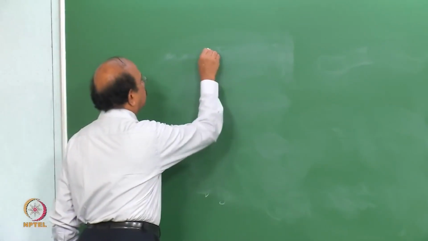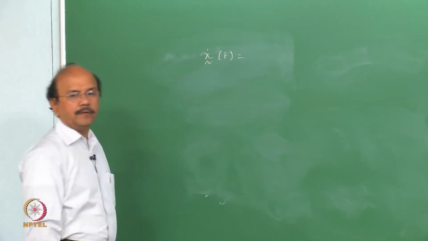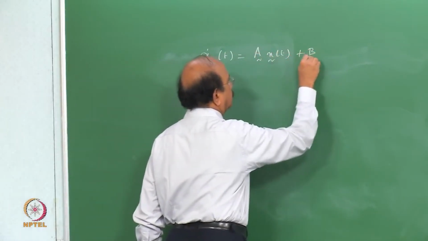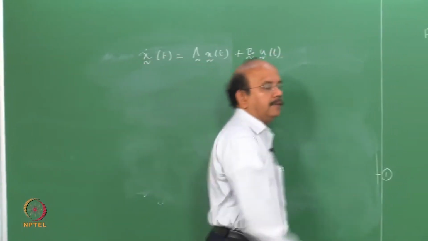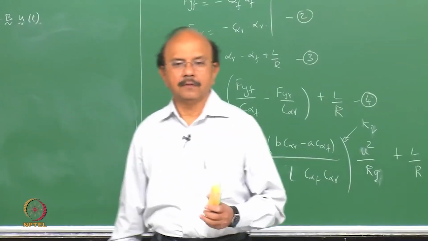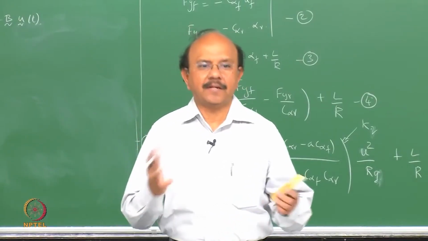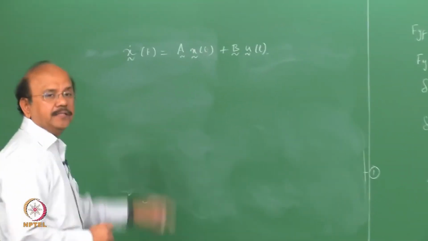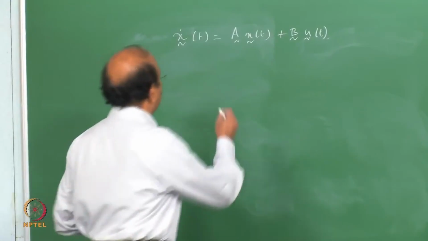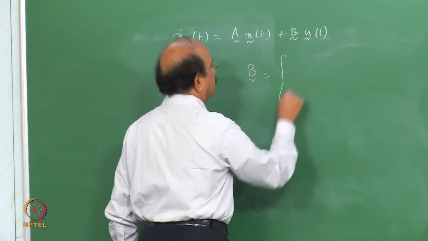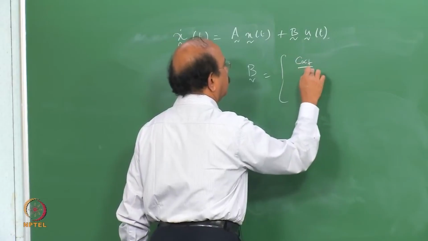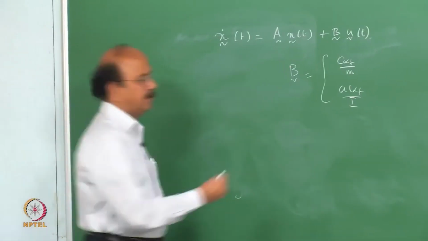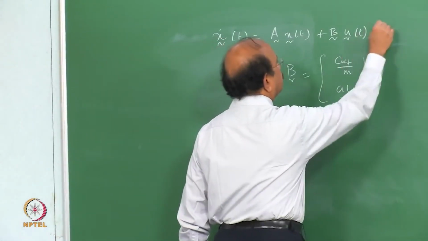So let me write down the state space expression. Note that when I put a squiggle at the bottom, it means that it's a matrix or a vector. That's all. Remember that B, as we just said, is C alpha F by M, A C alpha F by I. I is what we mean by I sub Z, because we removed that subscript, and U is nothing but delta.